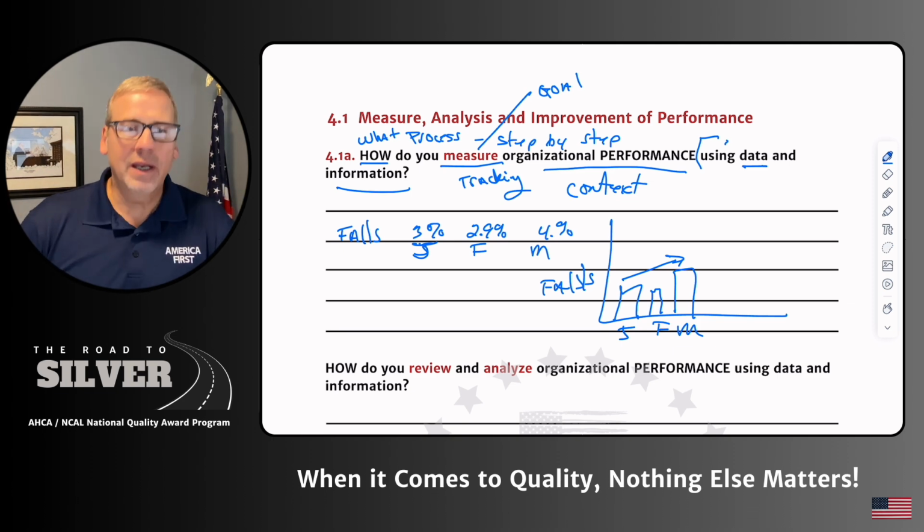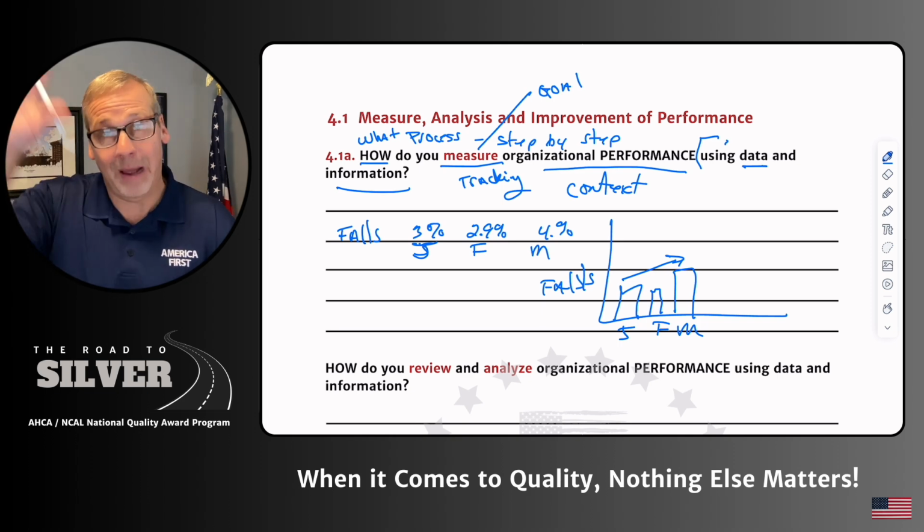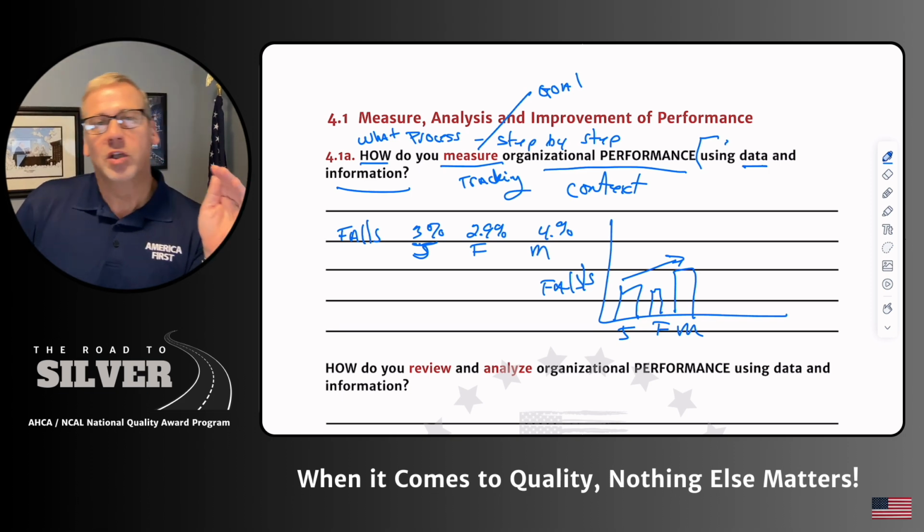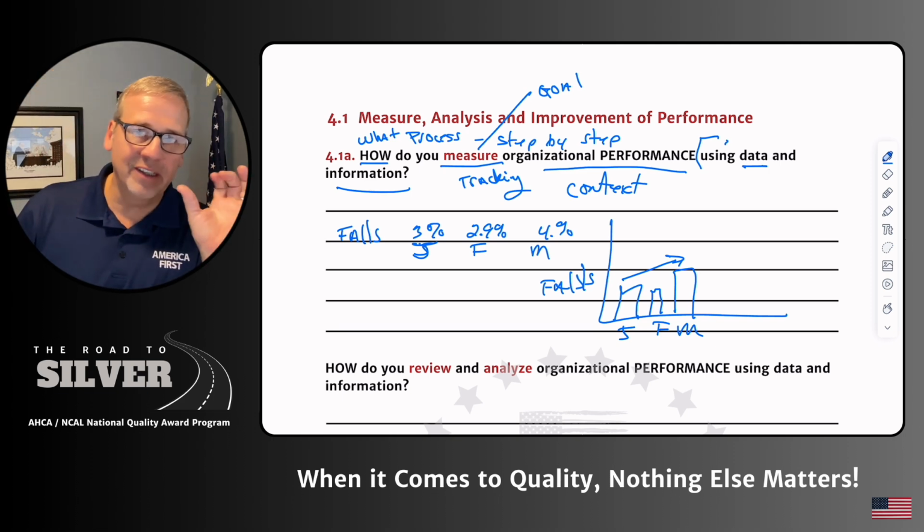And of course, what is this telling me? It's telling me that I got to go work on falls, right? Because my falls are going in the opposite direction. They're going up, not down, right? So that's what we're talking about by using data and information. What's the difference? It's context.